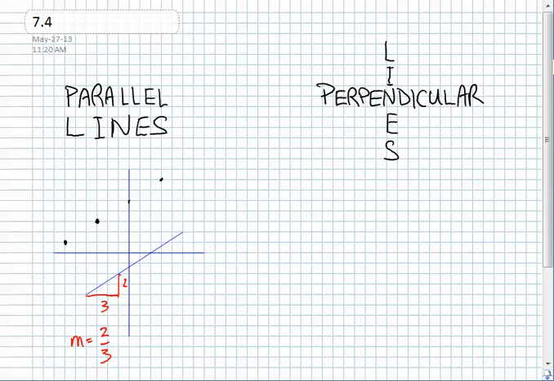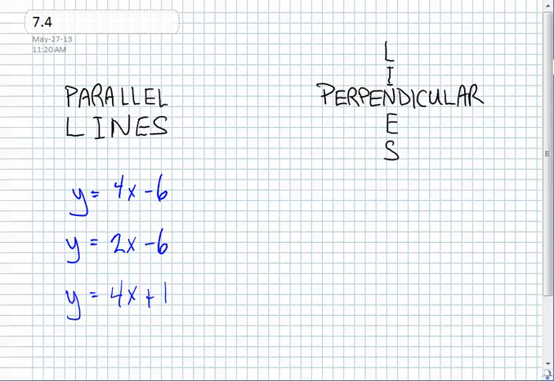And if I just connect all those dots, like that. These lines are parallel. They never touch, and they have the same slope, which is 2 over 3, rise over run. So slopes of parallel lines are equal. If you have two lines that go through different points, but they have the same slope, they're parallel.